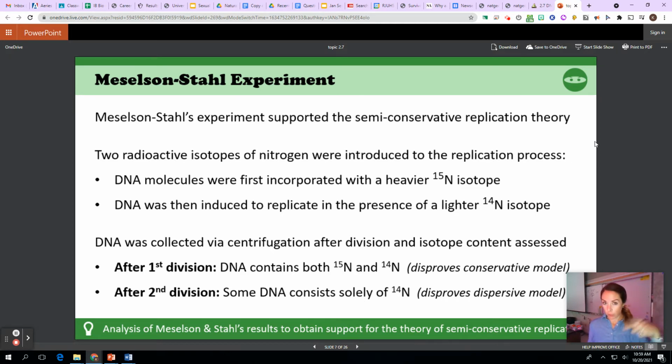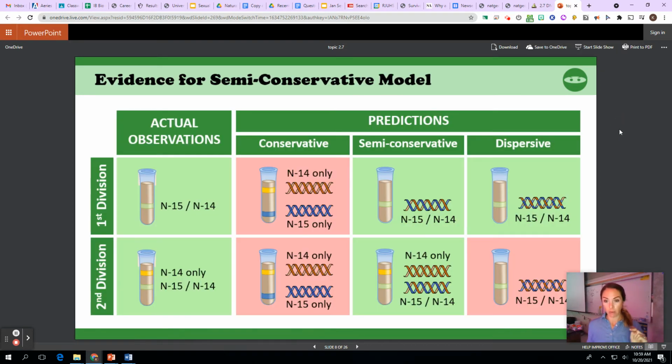All right, so I'm going to show you the next one. I'm going to have you copy this down, right? And then we can go back and add some words, some explanation, to the pictures, okay? All right, so here are my actual observations. If it would have been conservative, and this is after the first division. So after the first division, we had both of these markers present.